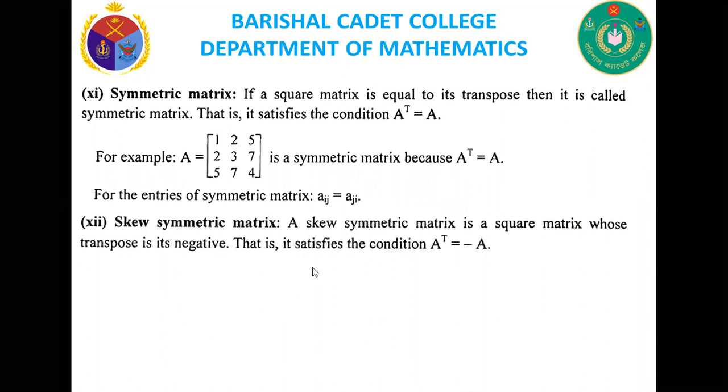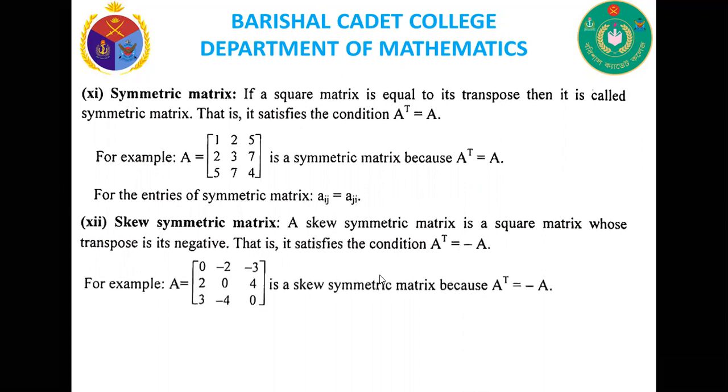Now skew symmetric matrix. A skew symmetric matrix is a square matrix whose transpose is its negative. That is, it satisfies the condition A transpose equal to negative A. For example, if we take A equal to 0, minus 2, minus 3, 2, 0, 4, 3, minus 4, 0, and we get the transpose, then we will get that A transpose equal to minus A. So easily we can say that this one is a skew symmetric matrix.